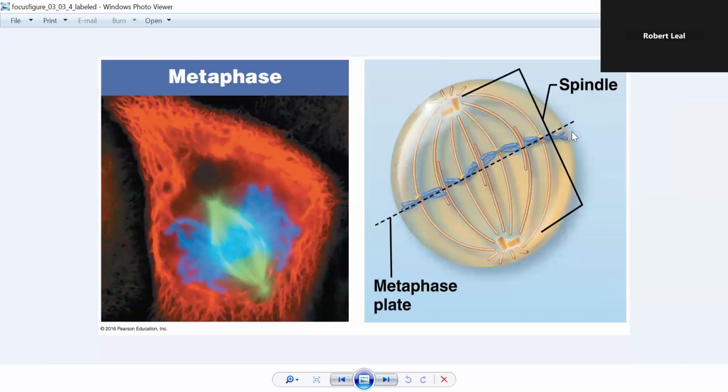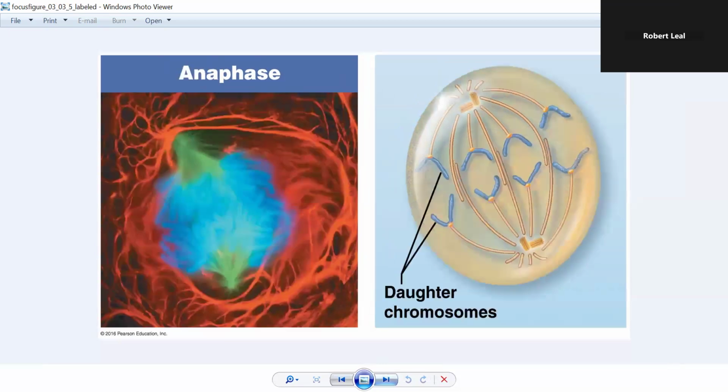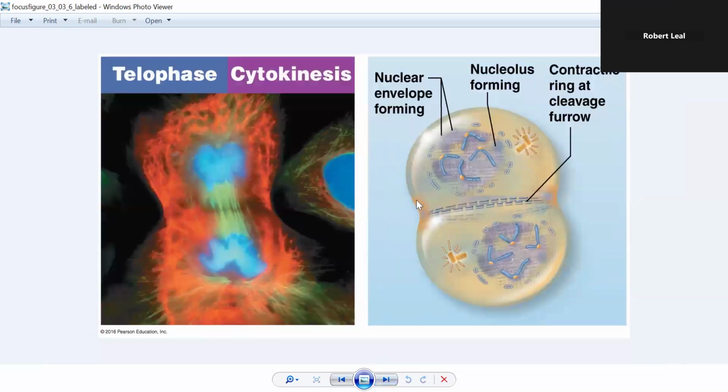Okay, metaphase, all the chromosomes lined up in the middle. To help you remember that, meta means metal. Anaphase, you see now separation of the sister chromatids, or you could say daughter chromosomes. Telophase, you'll see a cleavage furrow forming between the two cells. And last, really not part of mitosis, separating the contents into two cells. It's called cytokinesis.